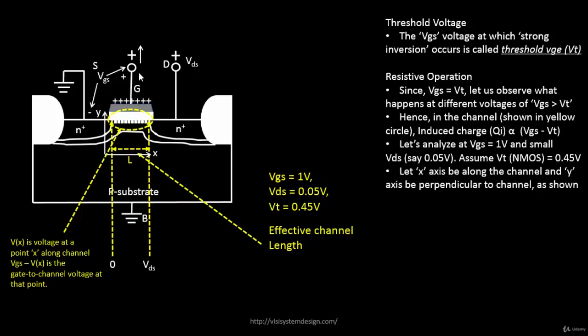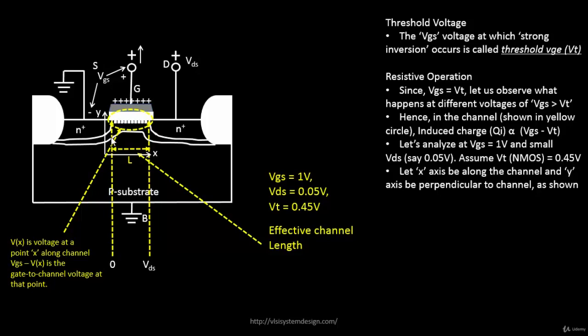And why is that so? Because you have this VGS which is applied at the gate. So your effective voltage will be VGS minus V of X. So let's take an example. At this point of your channel, your VGS is 1 volt, your Vx is 0 volts. So your effective channel voltage, which is VGS minus V of X, will be 1 minus 0, which is 1 volt.